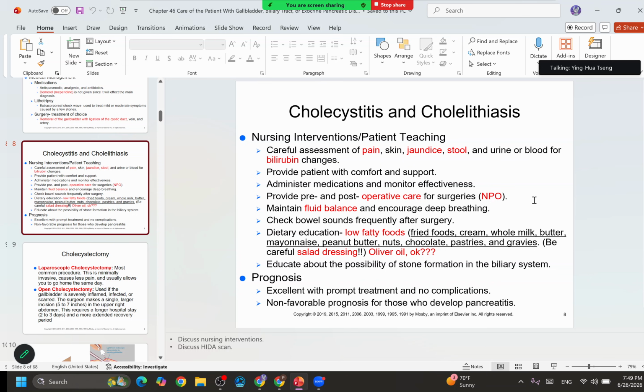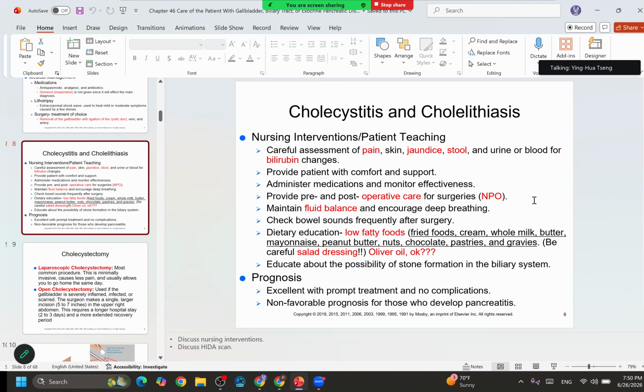So that's why the patient needs to be NPO. Of course, it's a GI problem, right? With a GI problem, we don't want to trigger the GI system again. That's why they'll be NPO, just waiting for the doctor to come and perform the surgery. Okay, so maintain the fluid balance, because the patient is NPO and also has nausea and vomiting. That's why this patient will be on IV hydration. Okay, check vital signs frequently after the surgery, because of the anesthesia.